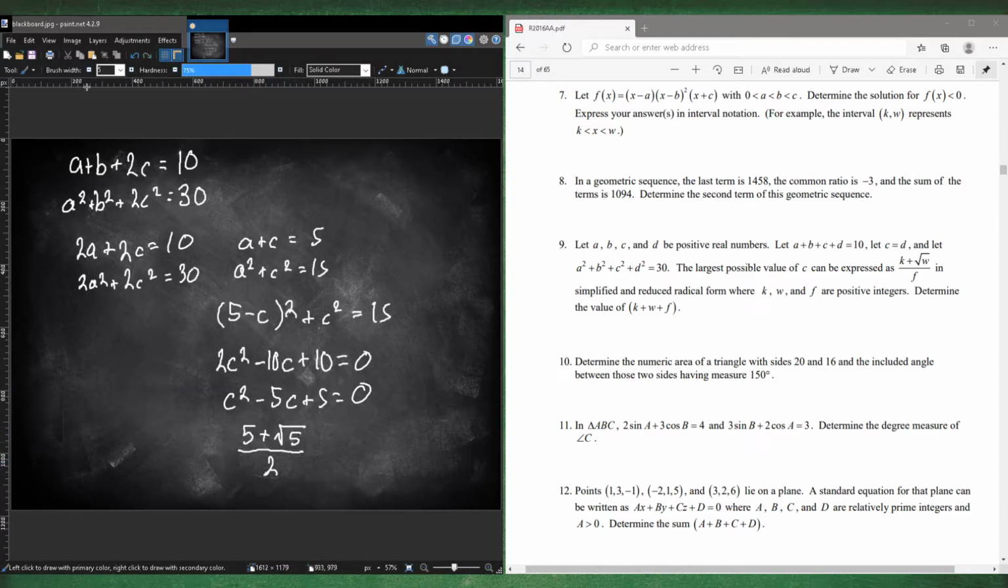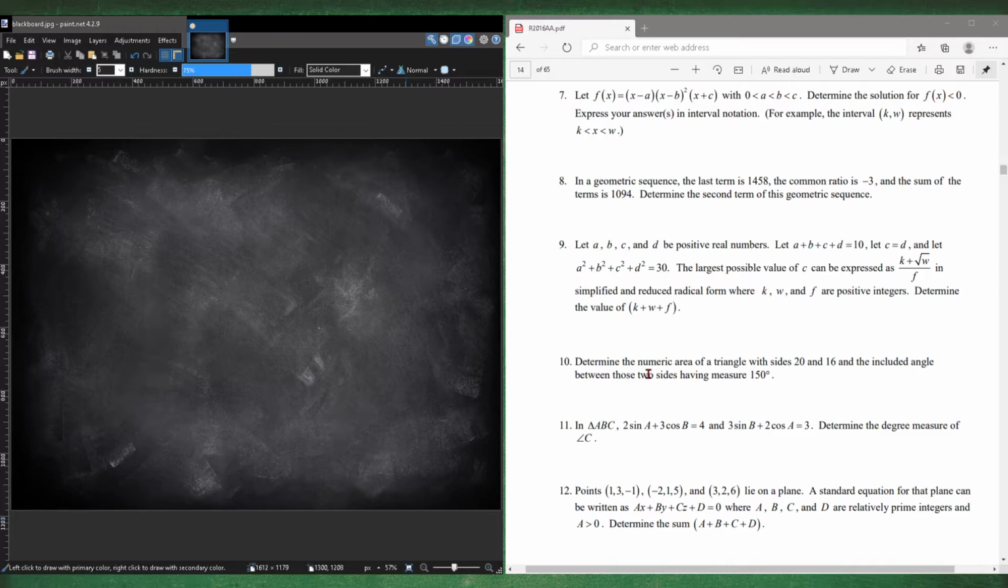over 2a. So this is our largest value for C, so just add the coefficients, so 5 plus 5 plus 2, that is 12. And that is your answer for number 9. Okay, so it's just that easy.